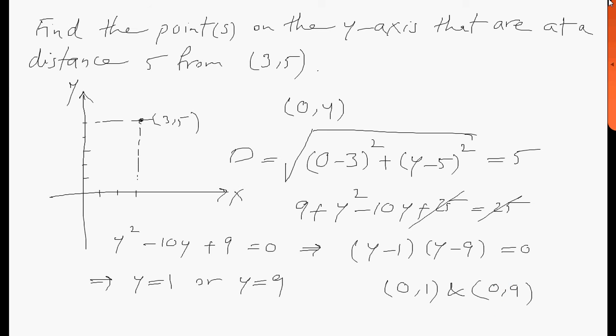Both (0, 1) and (0, 9) are at a distance 5 from the given point. So this point (0, 1) and (0, 9), 5, 6, 7, 8, 9, it's around here. Both points are at a distance 5 from the given point. Okay, and that's it for the rectangular coordinate system, the distance formula, and the midpoint formula.